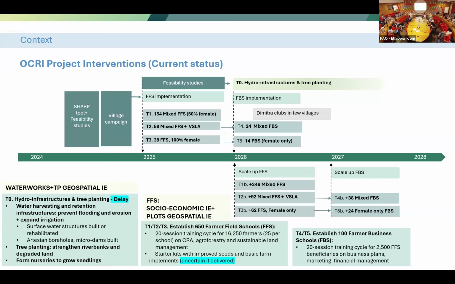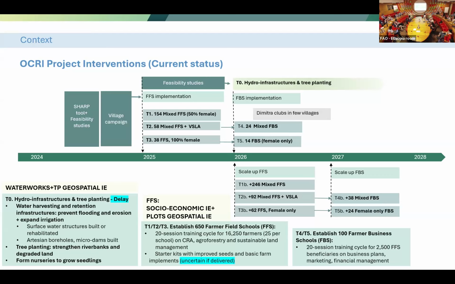Once we have a better idea about the exact areas in which these projects are going to be implemented, we are going to advance more on the evaluation. The second component is the Farmer Field School, which you can see in 2025 and 2026. There was a first round implemented in 2025, and there are two types of Farmer Field School that were already rolled out.